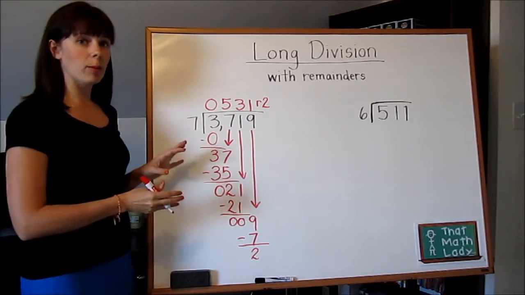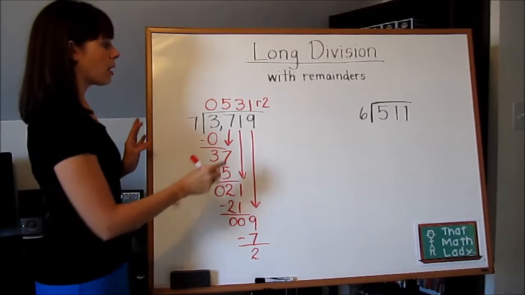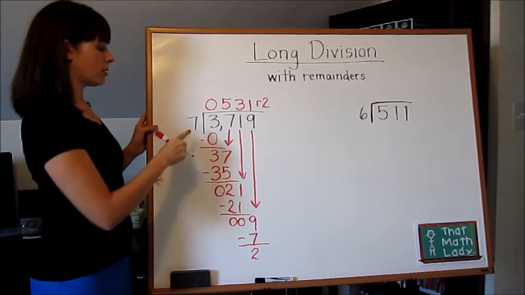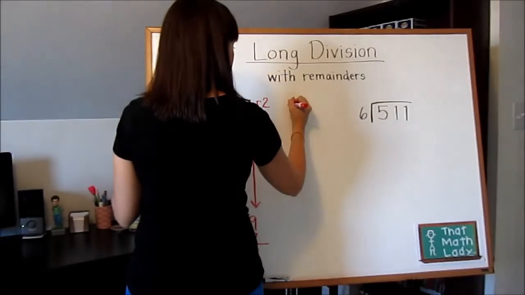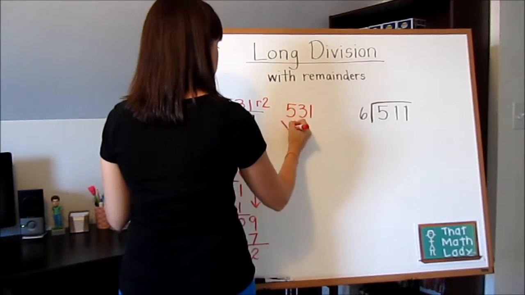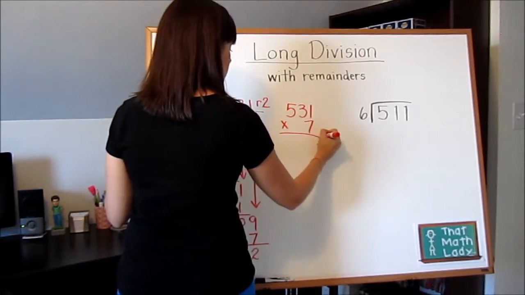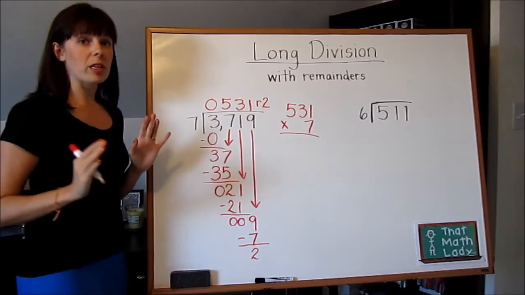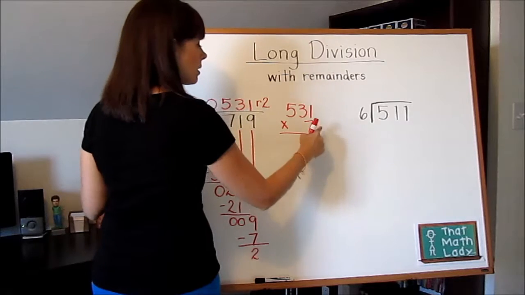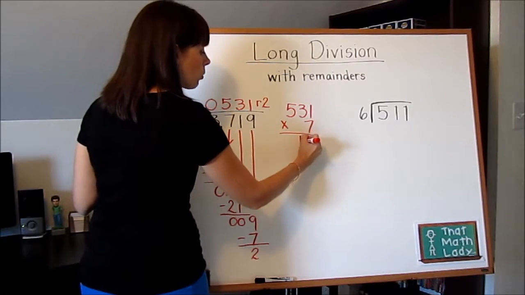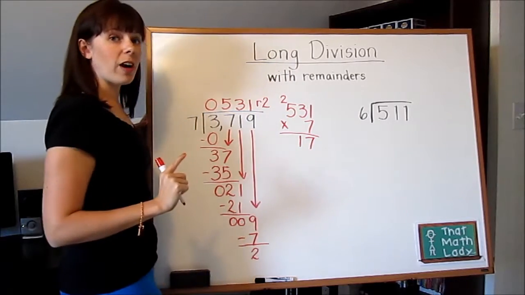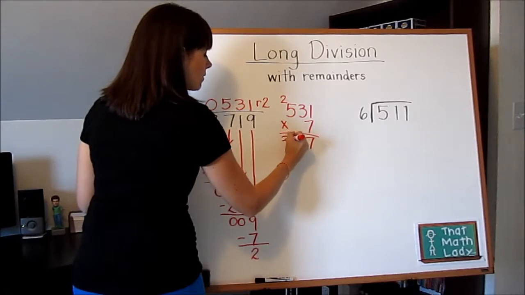And to check this problem, to make sure that I did my division correctly, I'm going to multiply my quotient, which is 531, times my divisor, which is 7. So on the side, I'm going to multiply 531 times 7. Hold on to the remainder. We're not going to do anything with the remainder quite yet. 7 times 1 is 7. 7 times 3 is 21. Put my 1 down there. Bring over my 2. 7 times 5 is 35. Plus 2 more is 37.